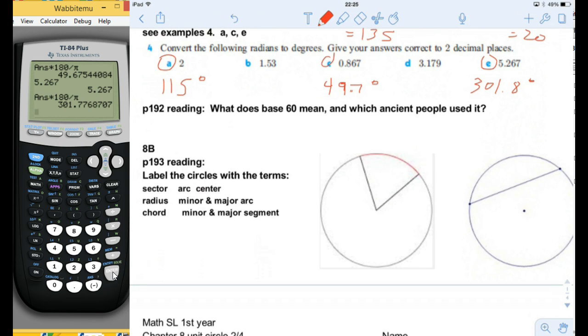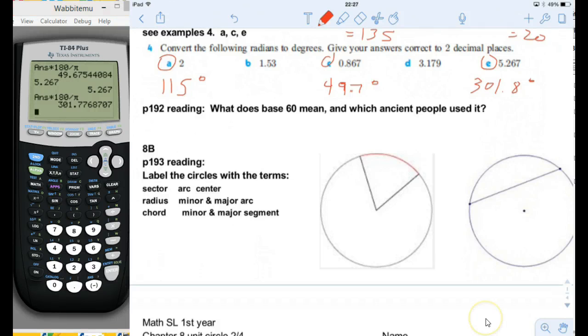Okay? Okay, page 192, it asks you to read about why does 60 occur so often in angles? And when I say that, I mean like 360 degrees. Inside 1 degree, there's 60 minutes. Inside each minute, there's 60 seconds. On the clock, too, it also appears a lot, but they were talking specifically about angles here.